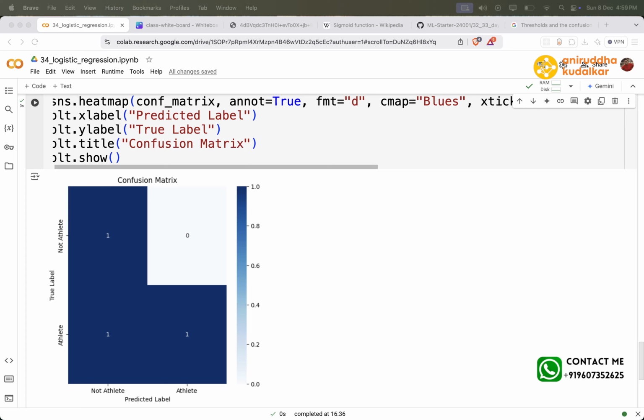So true positives: the model correctly predicts the positive class. If you see, athlete is 1, so it is the true positive. These are the true labels, these are the predicted labels. Along the rows, these are the predicted labels, 1 0. And these are the true labels, 1 1 1 0.